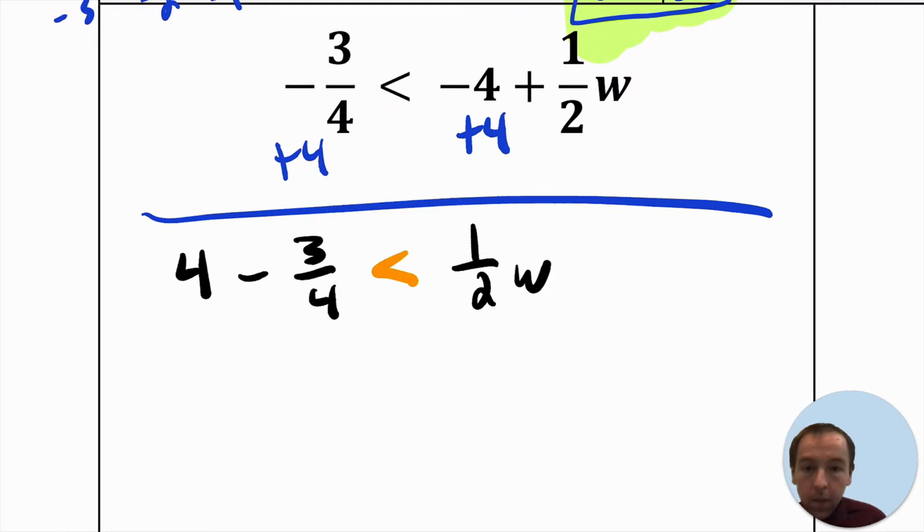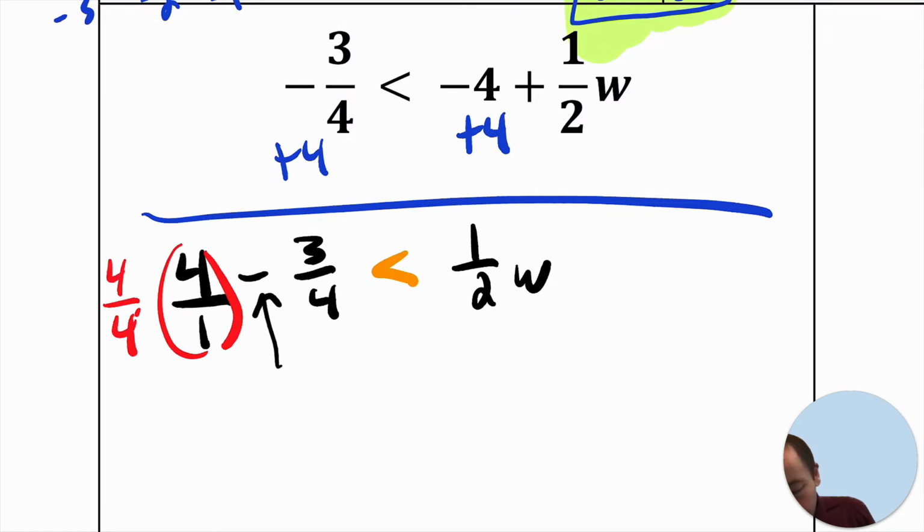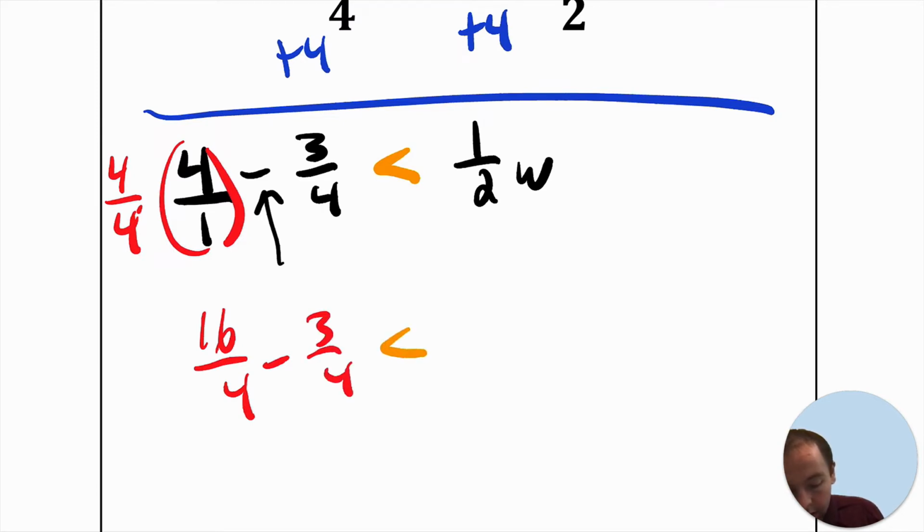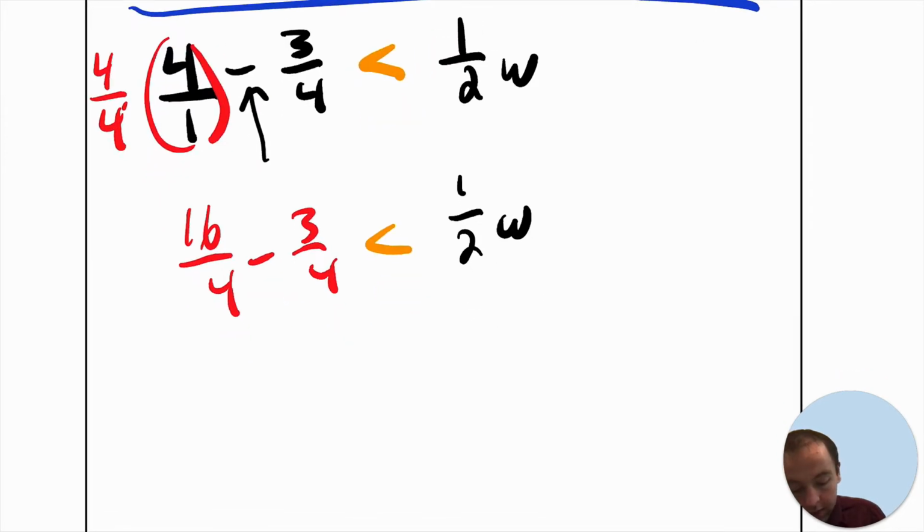To clean up that left-hand side, we're going to want to turn that 4 into a fraction. We know that 4 is the same as 4/1, but to subtract these fractions, we need a common denominator. So we're going to take this fraction and multiply it by 1, which is 4/4, giving us the common denominator of 4. We're going to get 16/4 minus 3/4 on the left-hand side, which is less than the 1/2 w. We can go ahead and subtract on the left-hand side. That's going to give us 13/4 is less than 1/2 w.